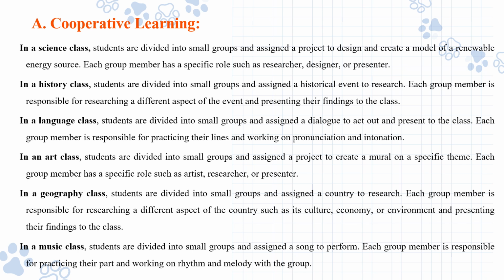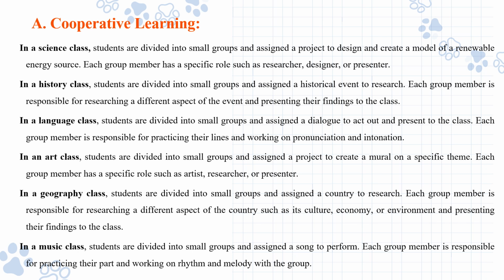A. Cooperative learning. In a science class, students are divided into small groups and assigned a project to design and create a model of a renewable energy source. Each group member has a specific role, such as researcher, designer, or presenter. In a history class, students are divided into small groups and assigned a historical event to research. Each group member is responsible for researching a different aspect of the event and presenting their findings to the class.